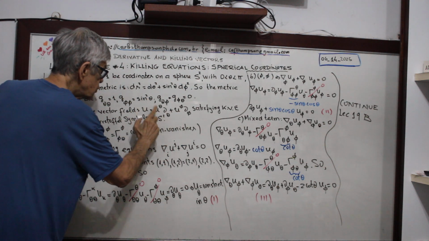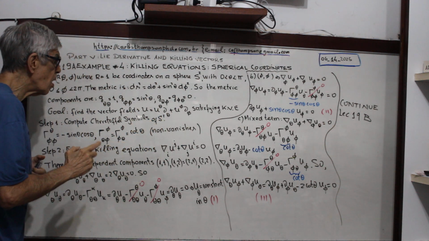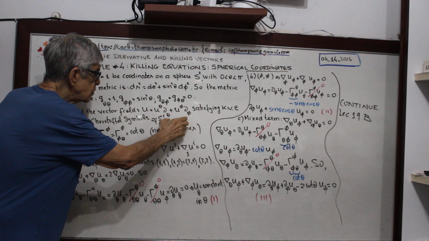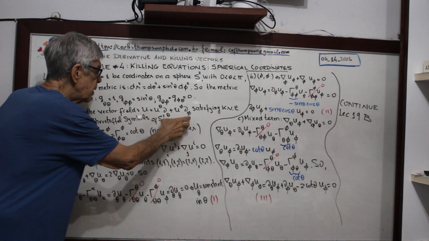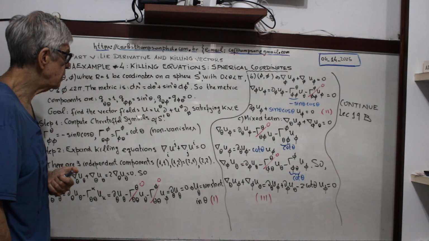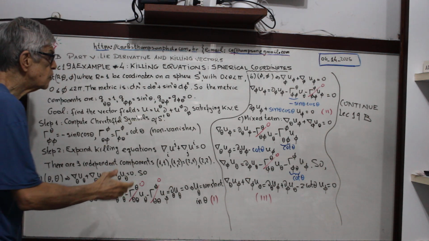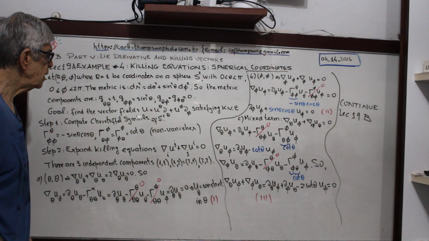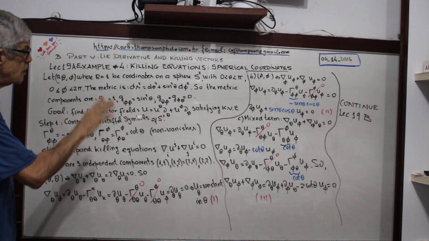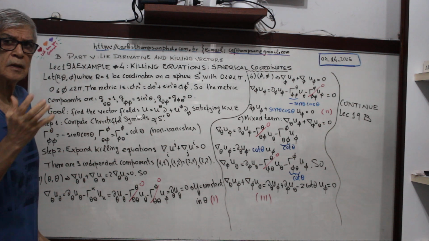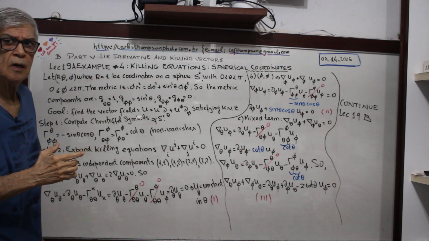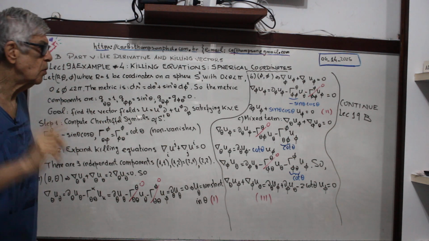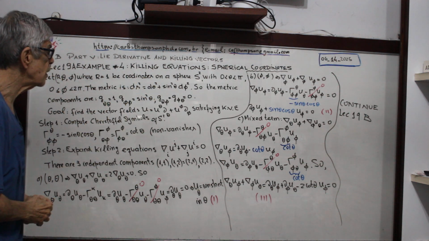Attention, u theta and u phi are the contravariant components, because the basis is the covariant basis vectors. They must satisfy the Killing vector equation. This I'm imposing, and find out u. This is different from the previous examples, in which we wanted to verify. Here, no, I want to find the Killing vector.